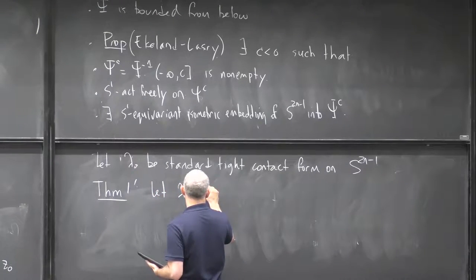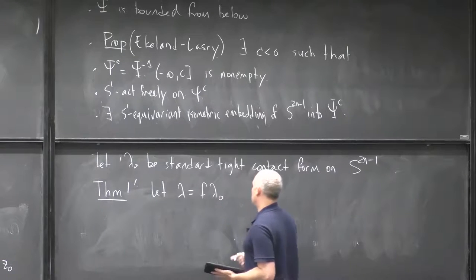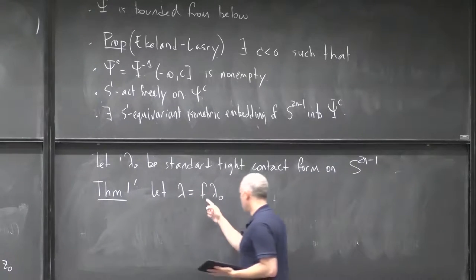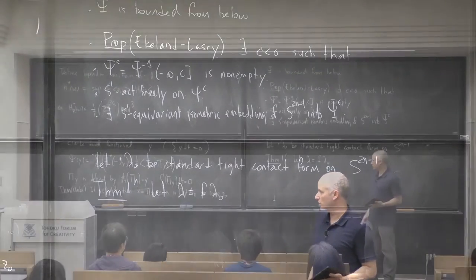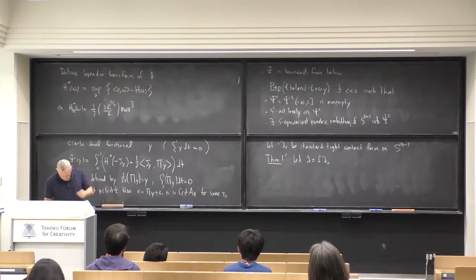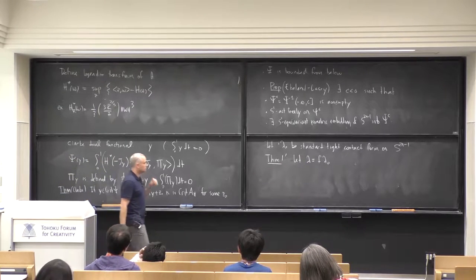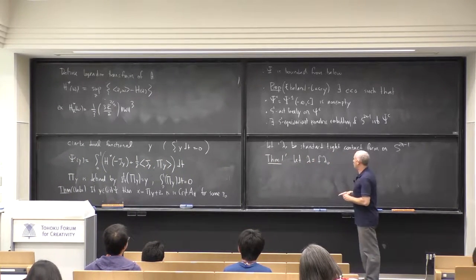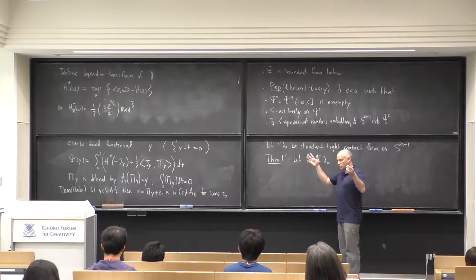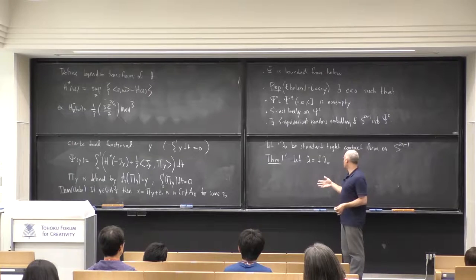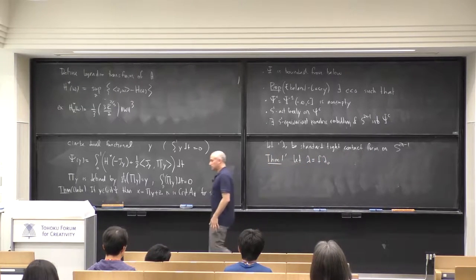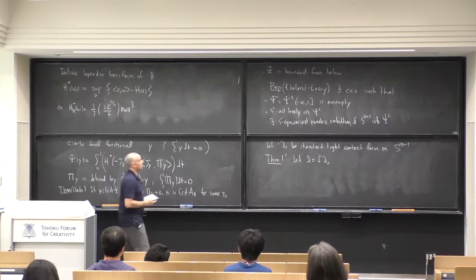Suppose we have another contact form defining the same contact structure. So they're related by multiplication by a non-vanishing function f, and just to simplify things, I always assume that f is positive. So this is a new contact form, same contact structure, but the Reeb dynamics can be completely different. Any star-shaped hypersurface in R2n inherits a contact form of this type, but the dynamics on star-shaped hypersurfaces can be much different than those on convex hypersurfaces. So what can we say about the Reeb dynamics of this new contact form?